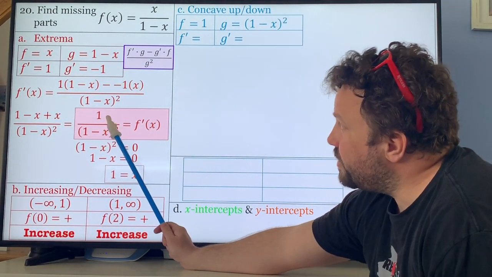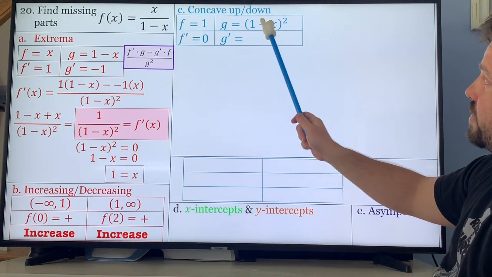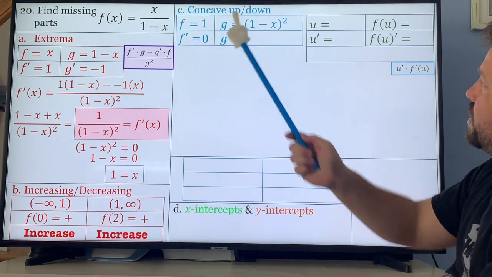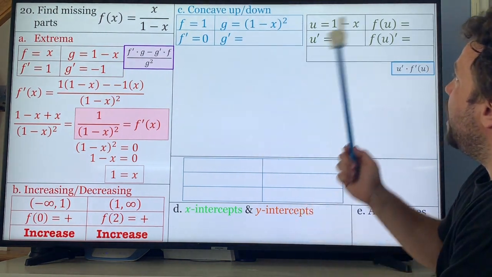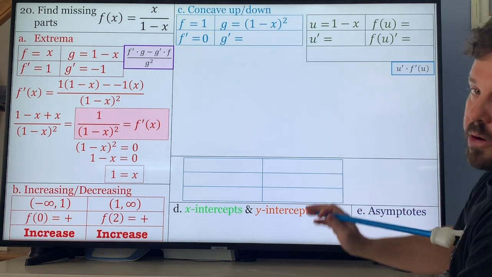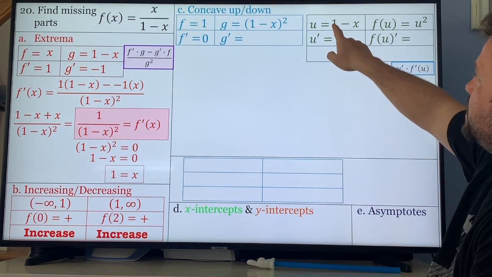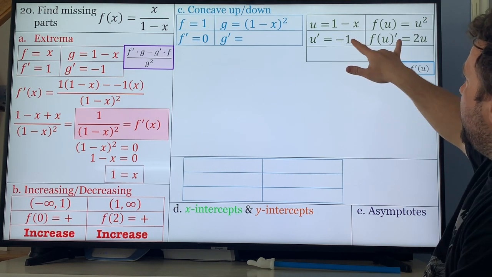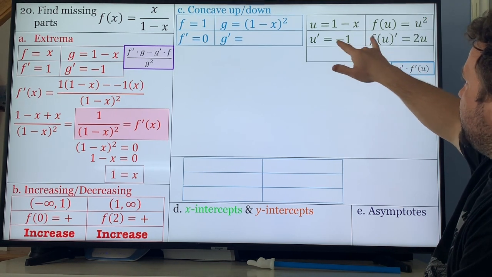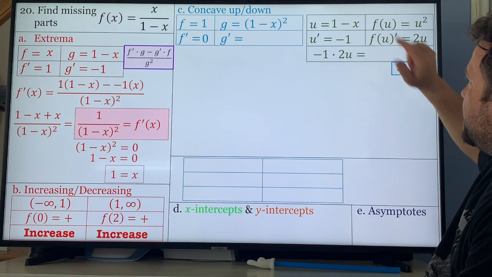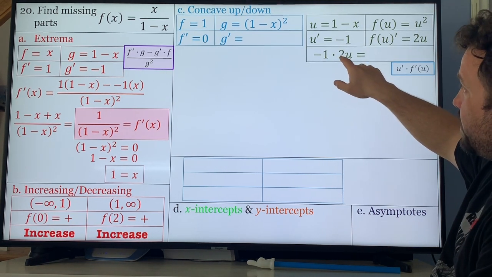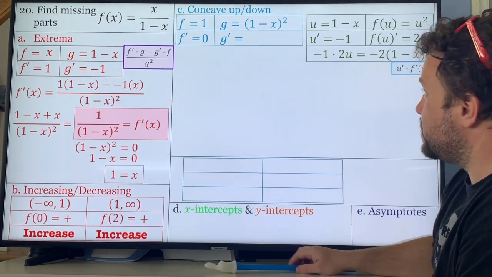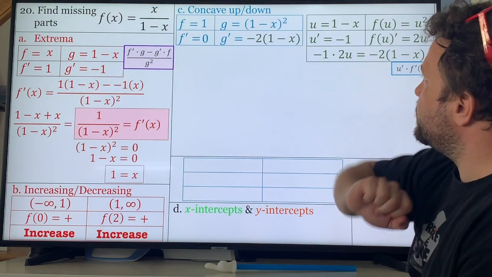Our f prime is, derivative of 1 is 0. Derivative of this, we can't find it unless we use the chain rule. So u is the inside, 1 minus x. F of u is the outer part, which is u squared. The derivative of the inside is 0 minus 1, and the outer becomes 2u. All right? f prime of u times u prime is -1 times 2u. -1 times 2 is -2, and this is our u. Now just leave that in there for now. Don't expand it because we're going to use it to reduce later. This guy pops over there. Got it?